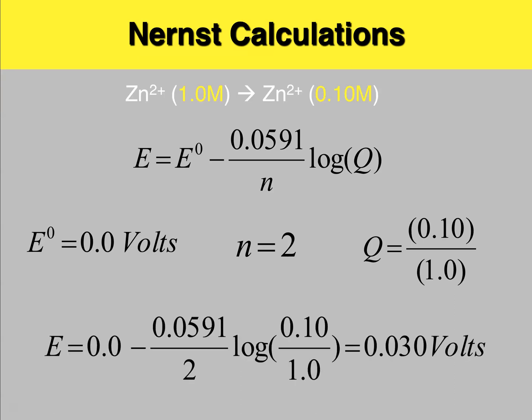Plug everything in, and we get our positive 0.03 volts. So this cell is going to produce a very small amount of volts in order to get to equal concentrations on both sides. Questions on this?